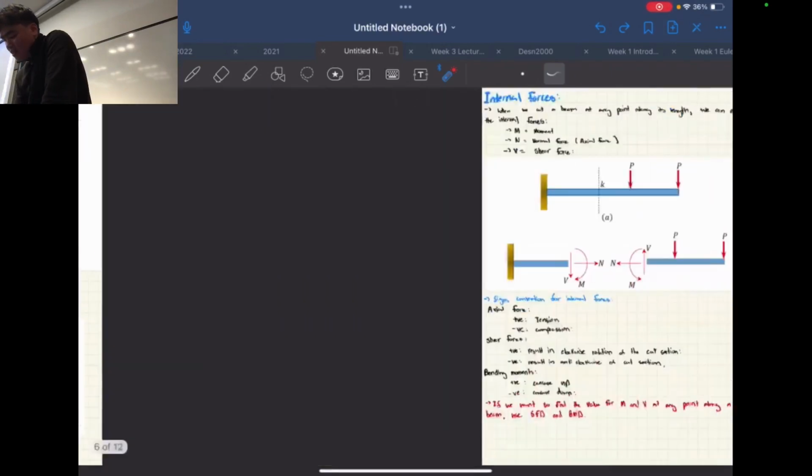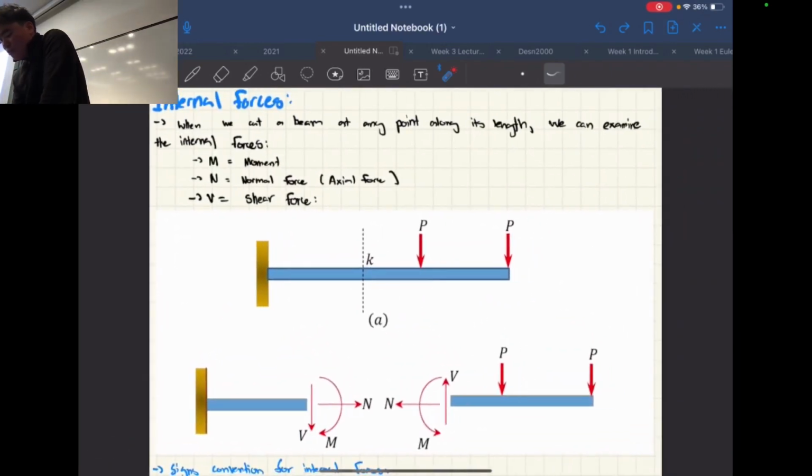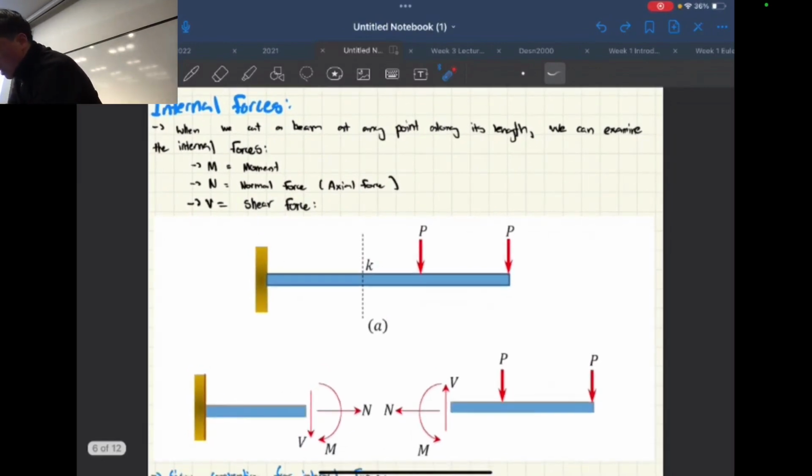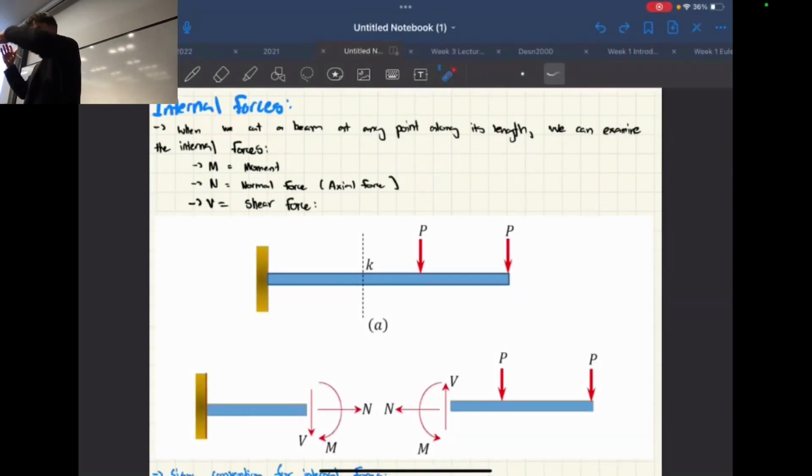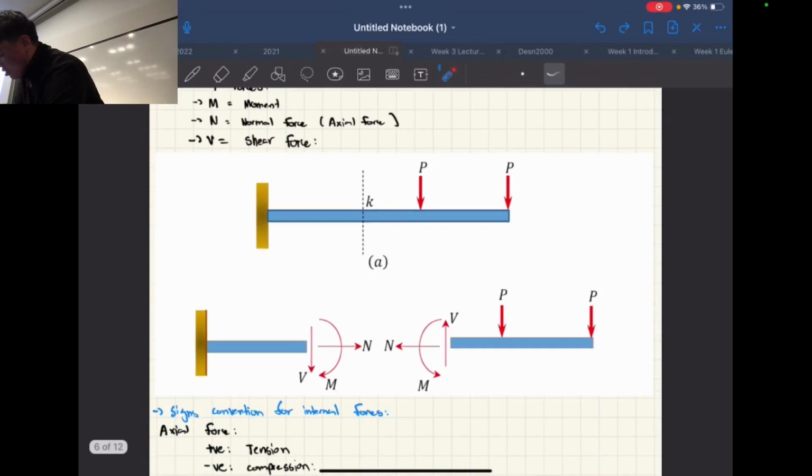Good. Alright, let's go into internal forces. When we cut a beam at any point along its length, we can examine the internal forces. When we cut a beam, there's always going to be M, N and V. M is the moment, N is the normal or axial force, acting in the X direction of the beam, and then the shear force, which acts in the Y direction of the beam. Here we can see a diagram visualizing it: shear force, axial force, and then moment.